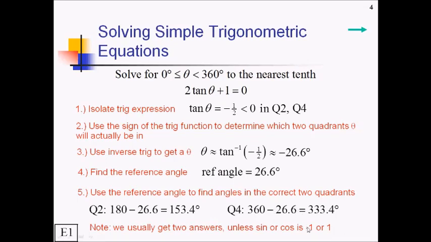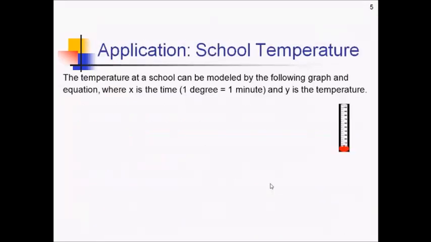It's at the bottom of the unit circle. Same with +1. There's only one place where cosine is +1. It's on the right side of the unit circle. Same thing with cosine that equals -1. So if you have one of these four cases, there's a single answer. Otherwise, expect two answers. For our next example, we'll do a real-life application.